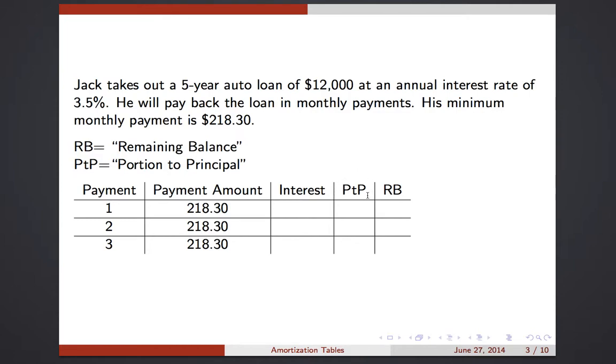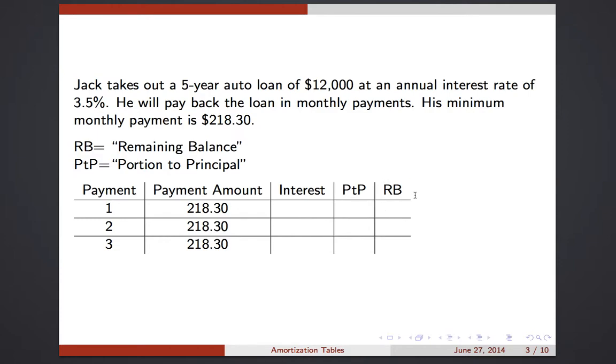Portion to principal, on the other hand, is the amount that the bank doesn't just pocket. It's the amount that they actually use towards paying down your loan. So this check for $218 will be broken into 2 pieces. One of the pieces doesn't do you any good. It's just money that the bank keeps. The other piece does do you some good. It goes towards paying down your loan.